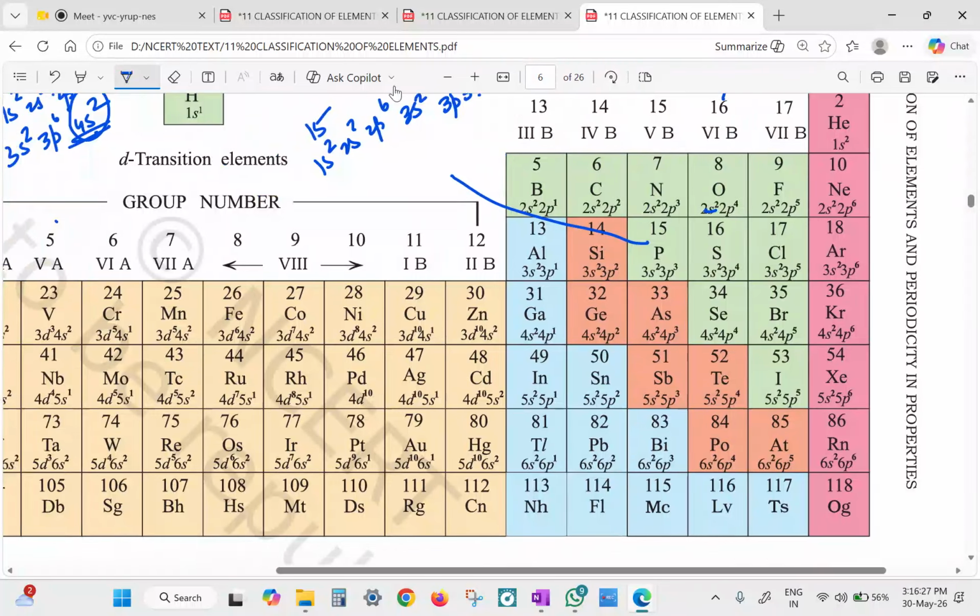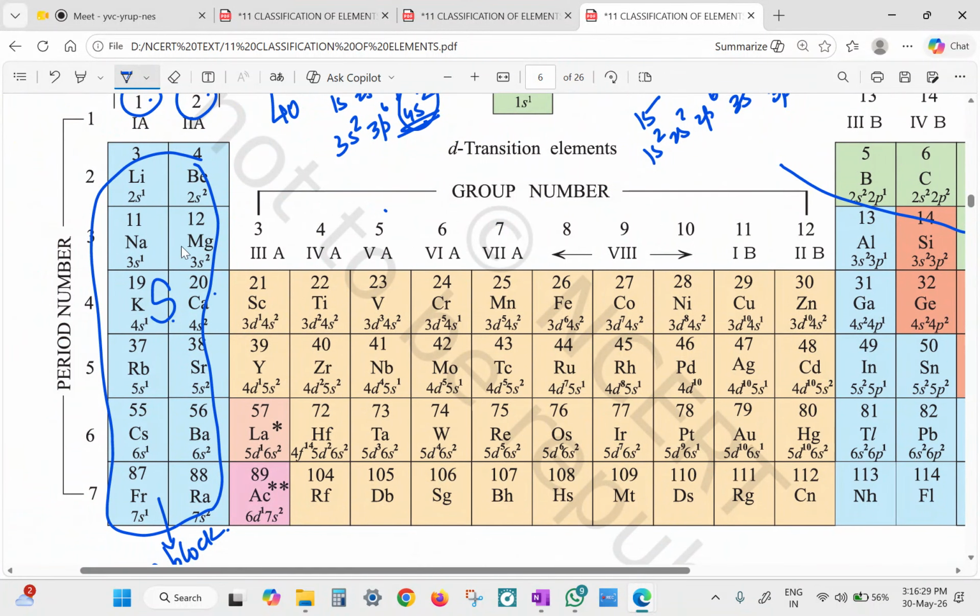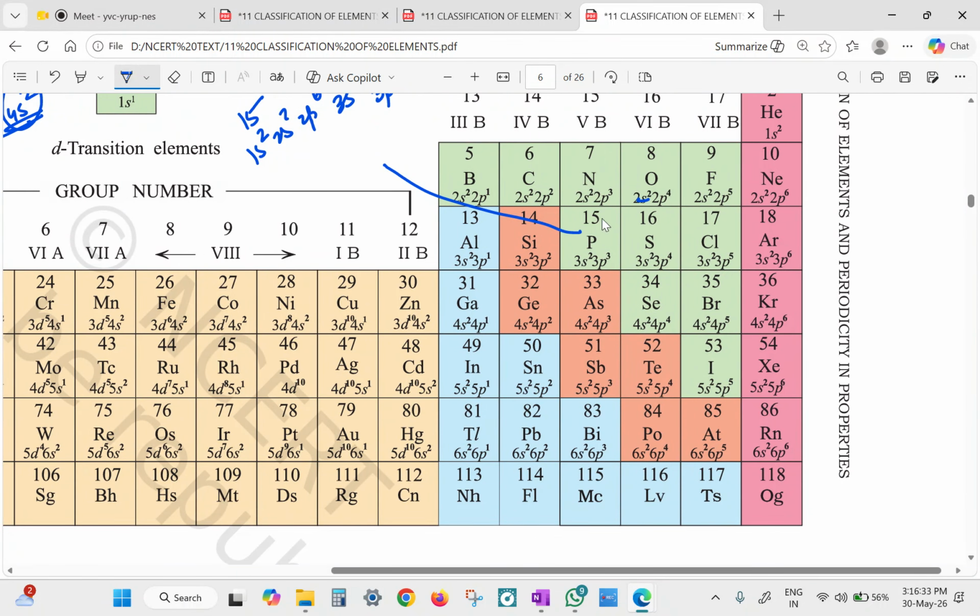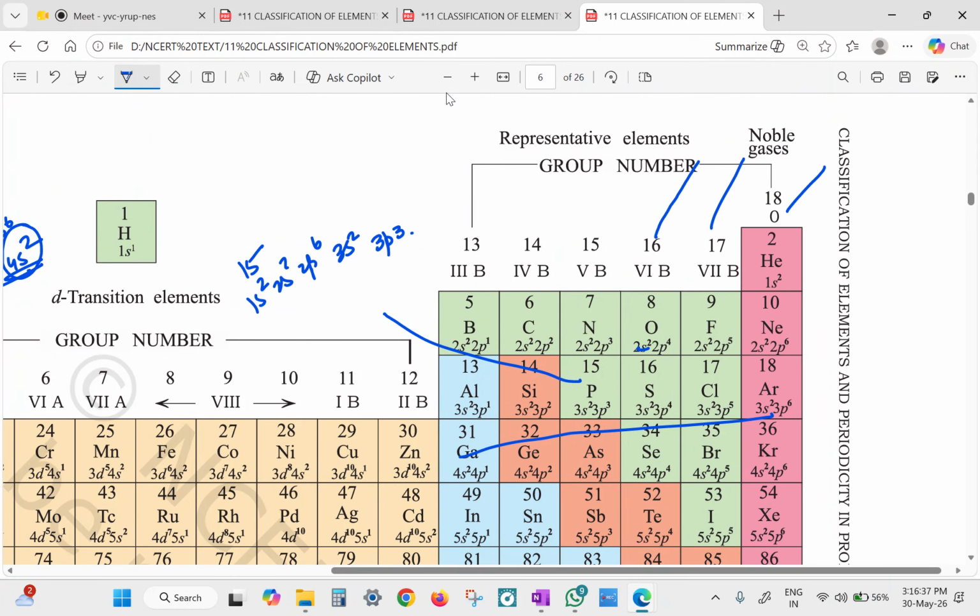Like how in the s block the outermost electrons were going into the s subshell, in these six groups, that is group numbers 13, 14, 15, 16, 17, and 18, the outermost electrons are going into the p subshell. Therefore, these elements are also called p block elements.